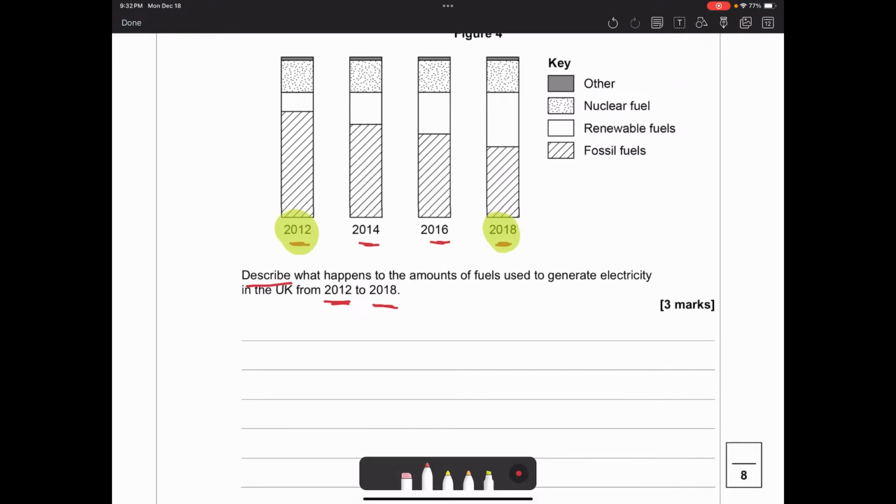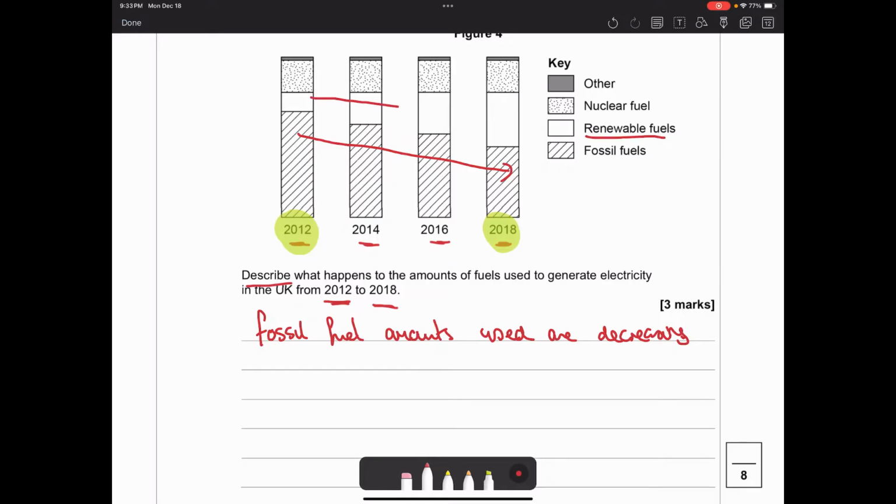So what's happening to our fossil fuels? The blocks at the bottom. Well, the fossil fuels we can see are decreasing. So that's like my first point. Fossil fuel amounts used are decreasing. What's happening to my renewable sources? Well, I can see my renewable sources are getting bigger. Renewable sources are increasing.